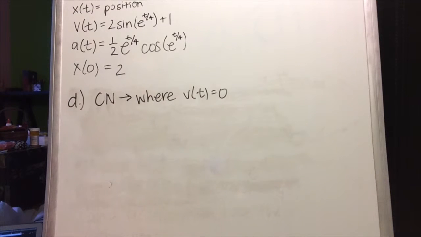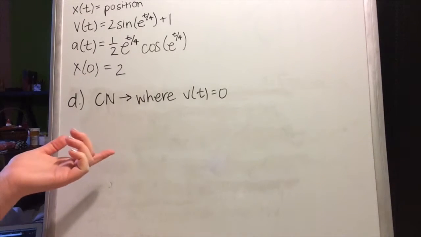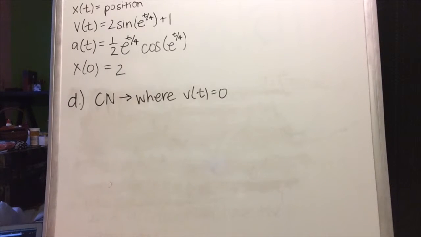So the last part of this problem is part D, which is for the interval 0 to 6. The particle changes direction exactly once. Find the position of the particle at that time. So how you're going to go about doing this is finding the critical numbers of the velocity equation, which is where the velocity equals 0. So the easiest way to do this is on your calculator, which I will show later, and it's very simple.